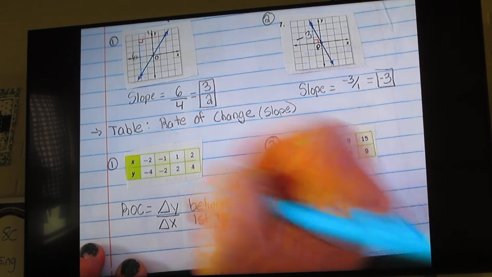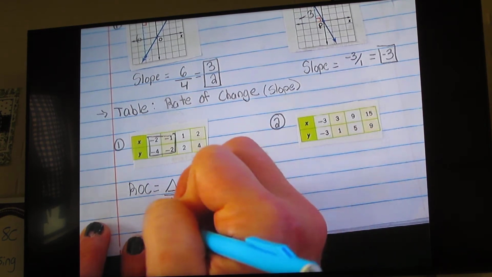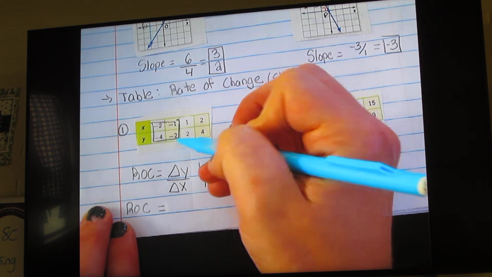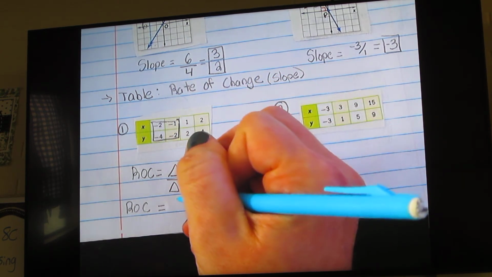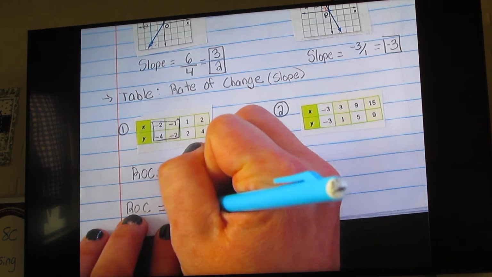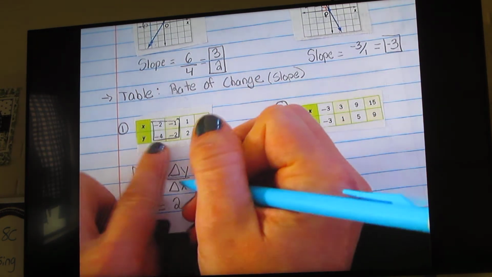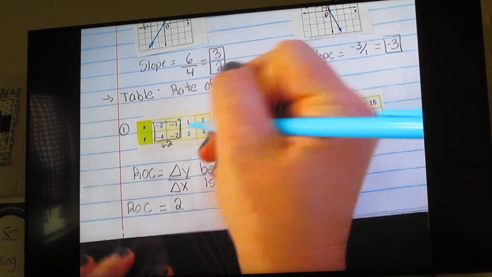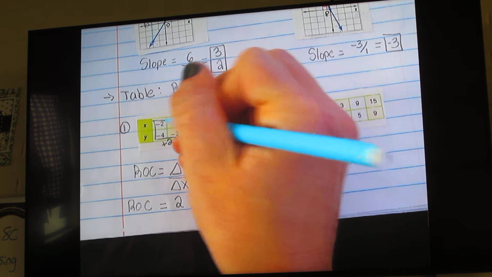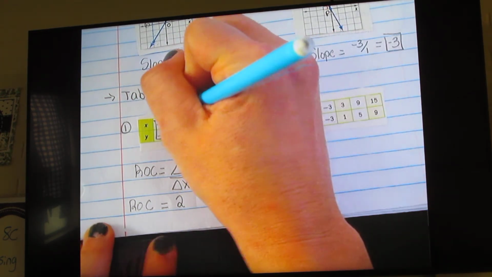So if I'm looking at my first two points right here, my ROC is going to equal, how do I get from negative 4 to negative 2? If I'm down in the hole 4 feet and I want to be in the hole only 2 feet, I have to climb up 2 feet. So I had to add 2. So that change in y is 2. Now if I'm in the hole 2 feet and I only want to be in the hole 1 foot, I have to climb up 1 foot. So this is a rise of 1.